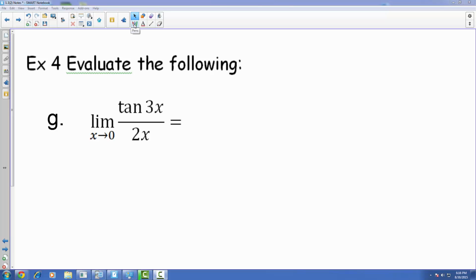Here we are looking at example 4G from our 1.3 number 2 set of notes. We're asked the limit as x approaches 0 of the tangent of 3x over 2x. Now, this is kind of similar to our example that we saw with 4E. However, these guys don't actually end up matching.